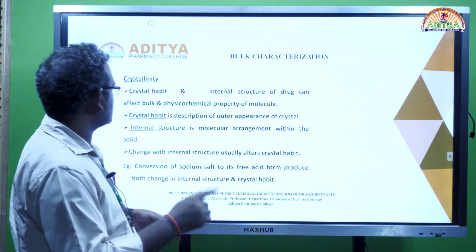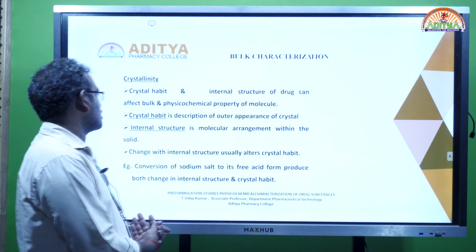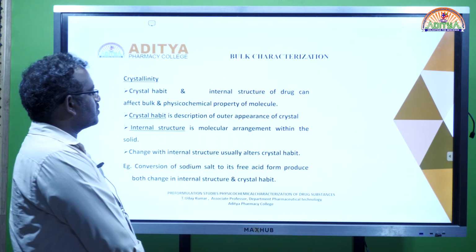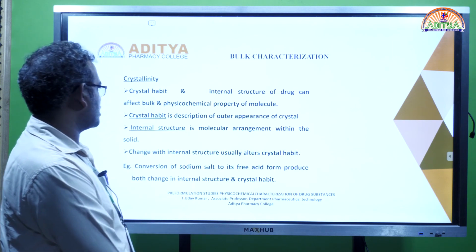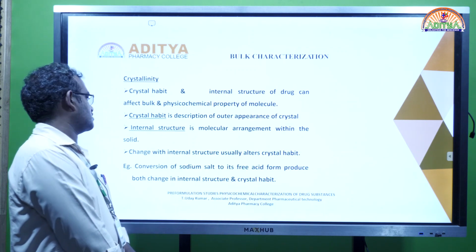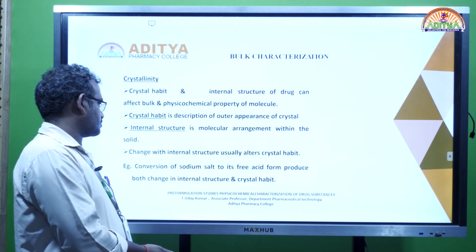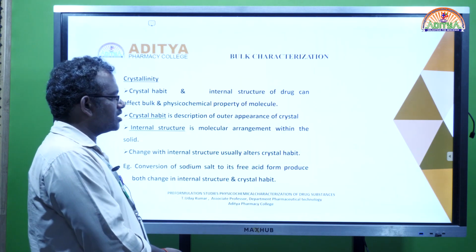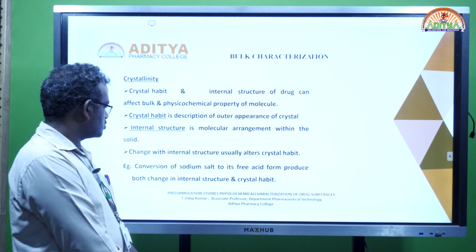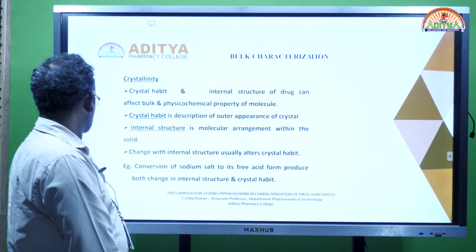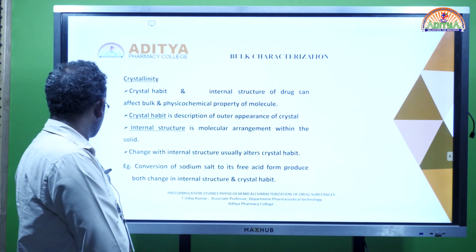Outer appearance is different from internal structure. Outer appearance is nothing but crystal habit. Internal structure is the molecular arrangement within the solid. A change in internal structure usually alters the crystal habit. Conversion of a sodium salt to its free acid form produces both a change in internal structure and crystal habit.